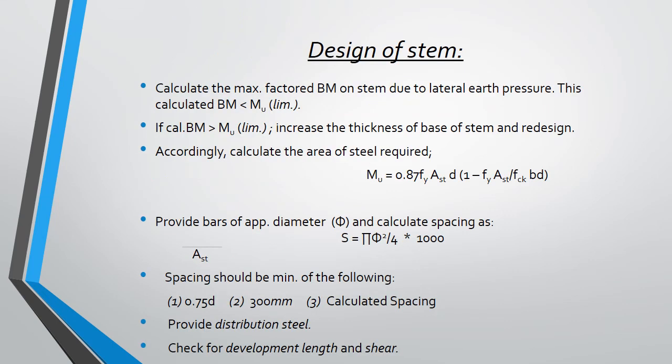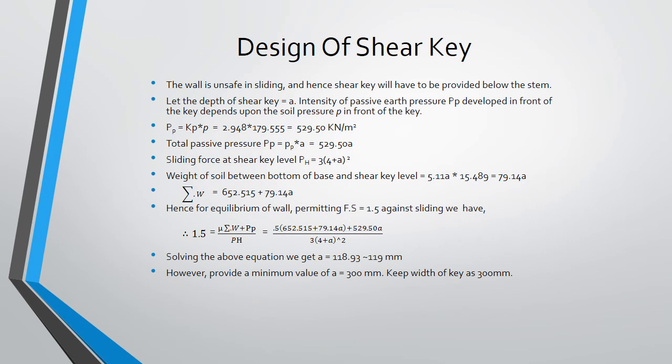Next is the design of the stem. In this, the maximum factored bending moment on the stem due to lateral earth pressure is calculated. The calculated bending moment must be less than the limiting bending moment. M is calculated as 0.87 fy Ast d into 1 minus fy Ast by fck b d. And distribution steel, development length and shear checks are done.